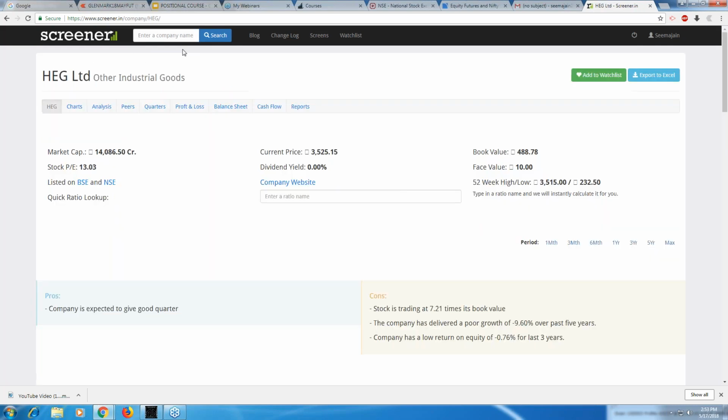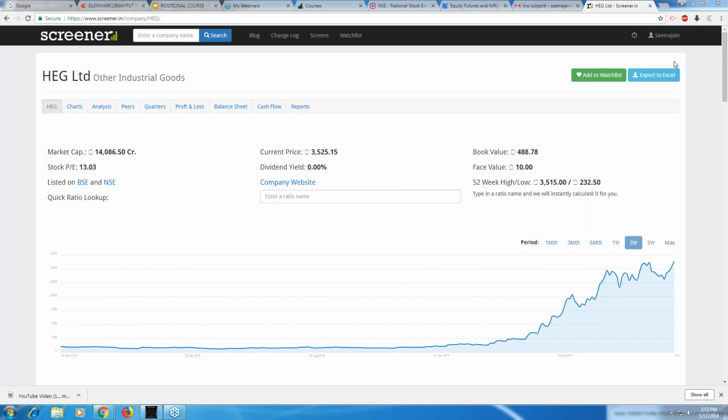I'm showing you what you should see in a company's portfolio and balance sheet. We have everything: HEG, charts, analysis, peers, quarters, profit and loss, balance sheet, cash flow, and the reports. First you get the market cap. See the huge market cap that it has, 14,000 crore. Current price is 3525 and the book value is 488. It's almost 10 times, at least 8 times its book value.